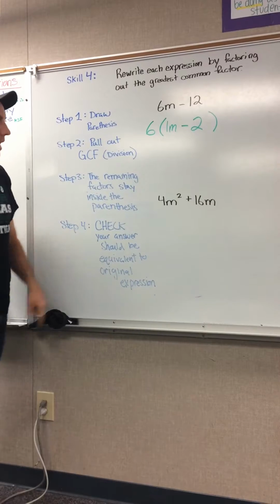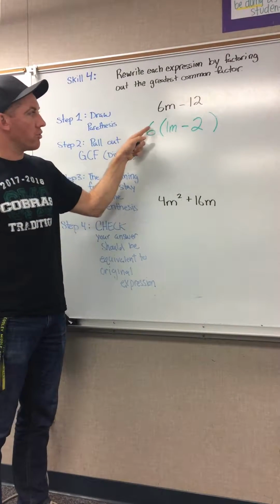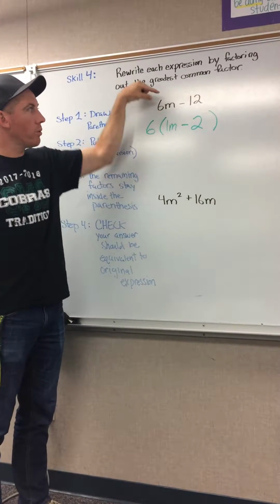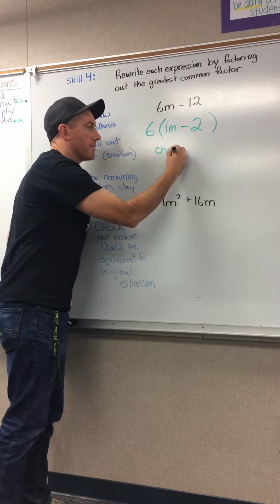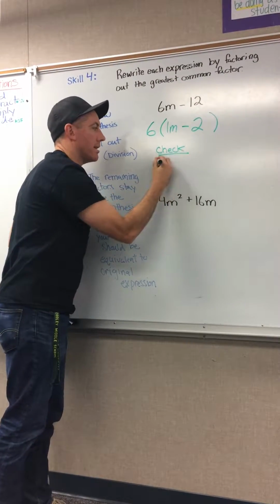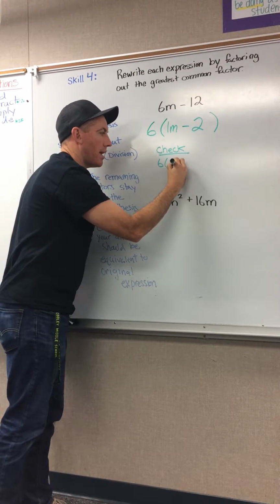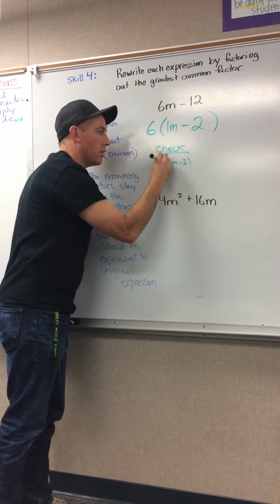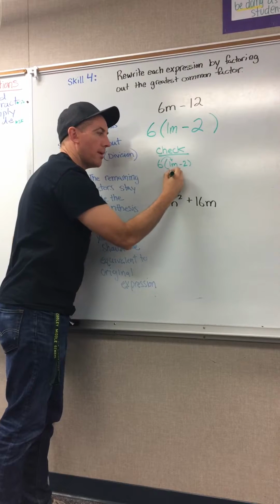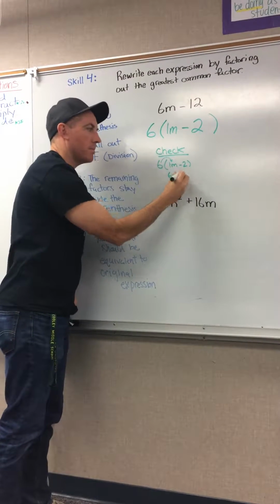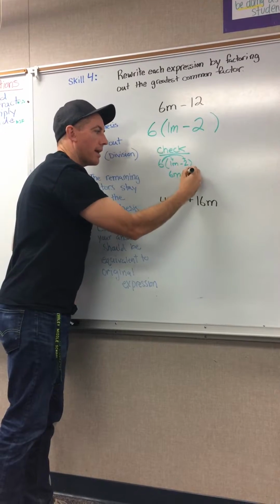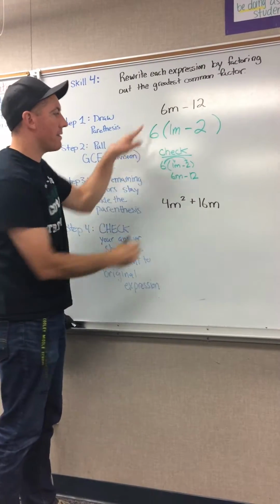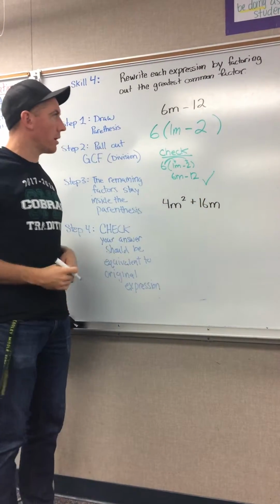And we want to do a check. So if we were just to distribute and multiply these, we'd want them to equal 6m minus 12. So our check looks just like this. 6 times 1m minus 2. When I multiply 6 times 1m, I get 6m. Bring my minus sign down. When I do 6 times 2, I get 12. And sure enough, I have the exact same answer that I started with.